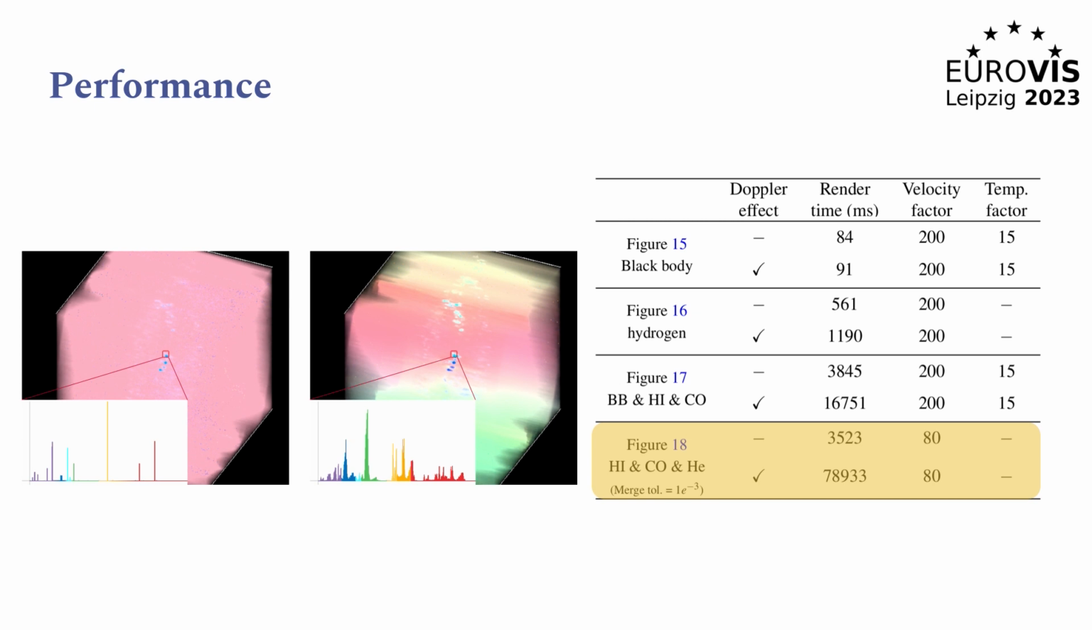On the other hand, when we try to render helium, for example, which has so many emission lines, and the galaxy is very dense, the renderer isn't able to render anymore unless we implement this merging algorithm with a very low tolerance, and then we can observe the results.